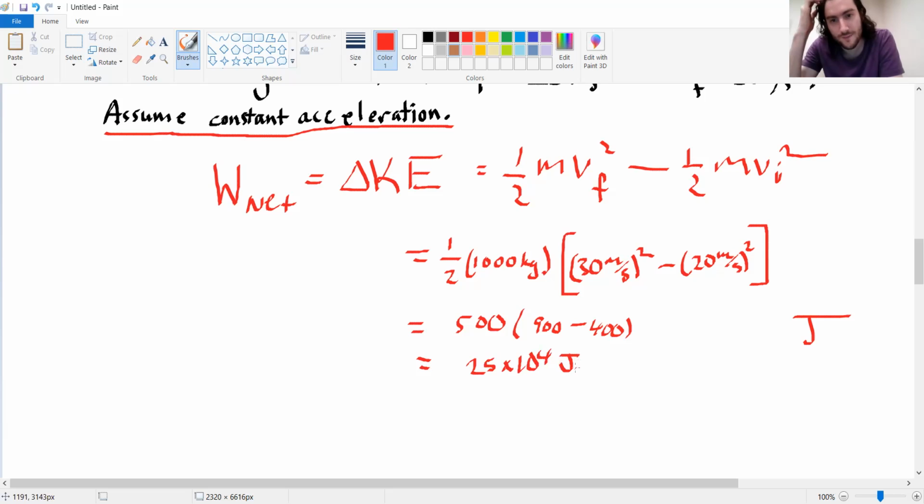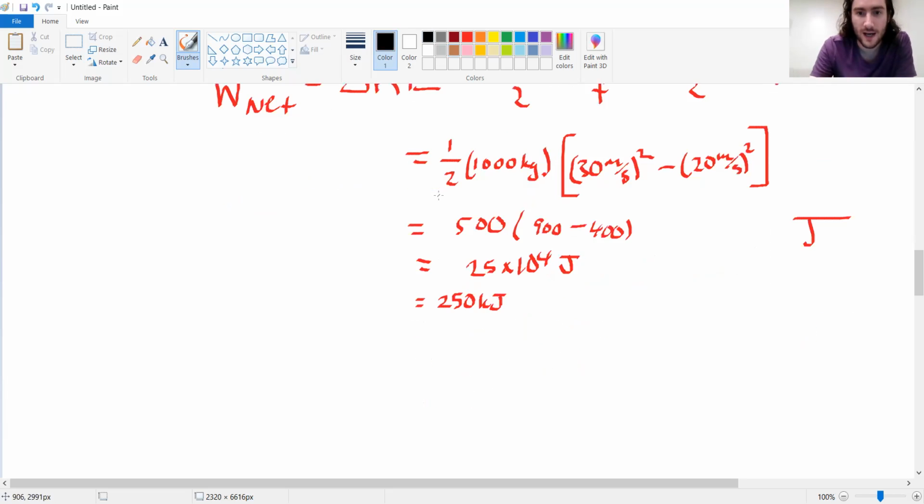If you did 2.5 times 10 to the 5th, that's fine. If you did 250 kilojoules, maybe that's a nice way of writing it as well. So 250 kilojoules. Before we get started on the next topic, I want to pose the following question to you guys. How much energy is this? We have no idea how much energy that is.